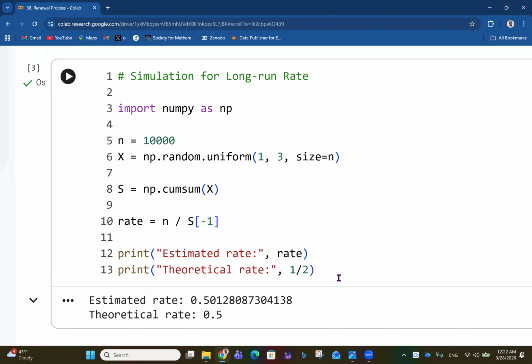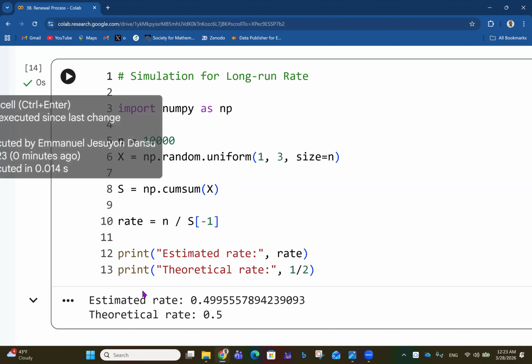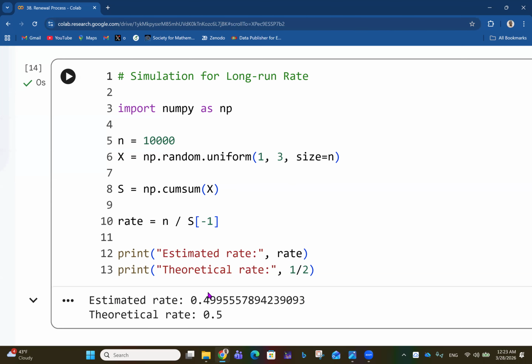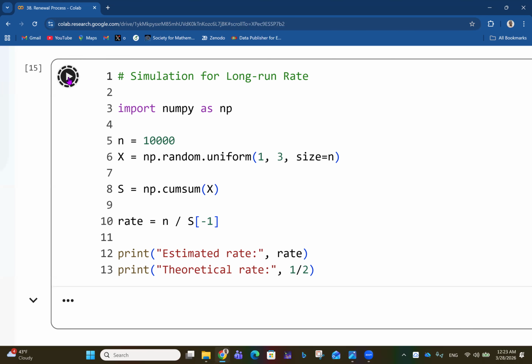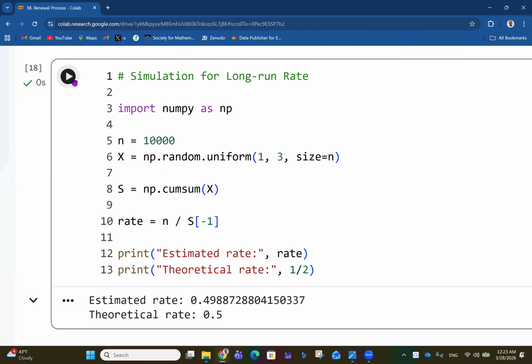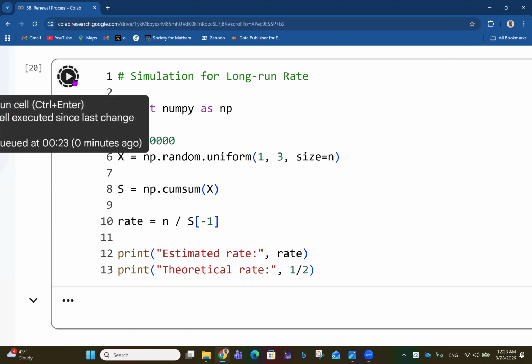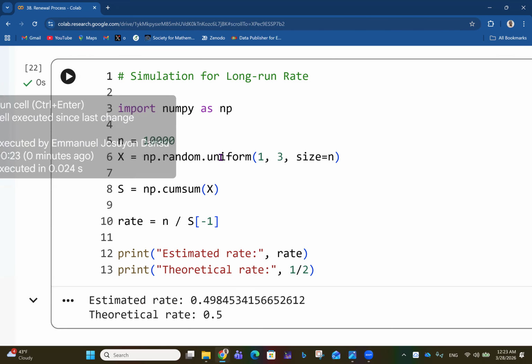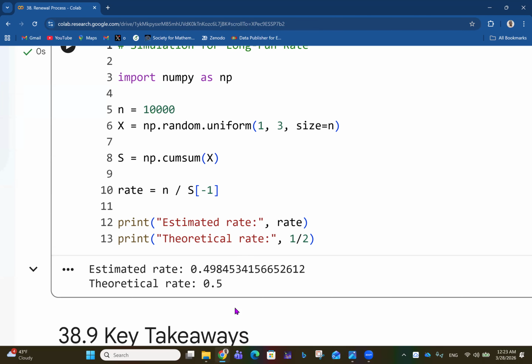But if we keep that aside and simulate the system, with 10,000 processes, and run all of that, you see that the estimated rate keeps changing, but it's hovering around the theoretical rate of 0.5. So that means that as t tends to infinity, as time passes in the long run, the estimated rate tends to coincide with the theoretical rate.